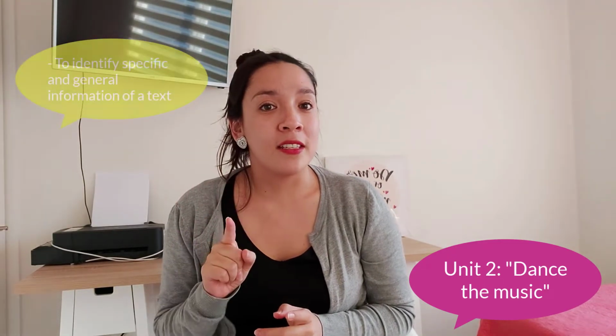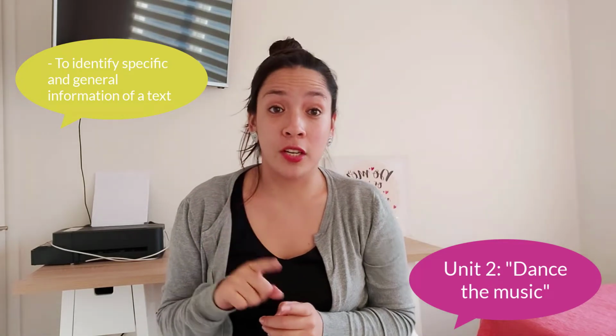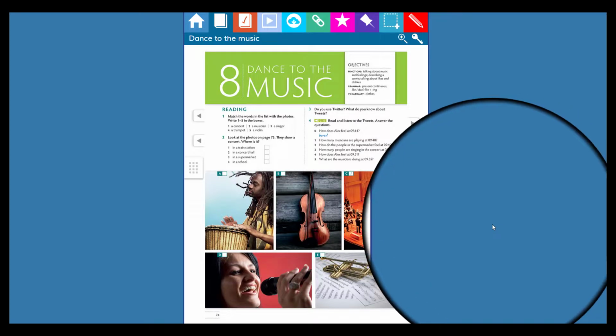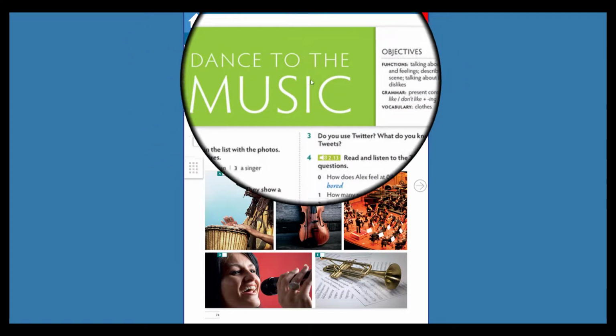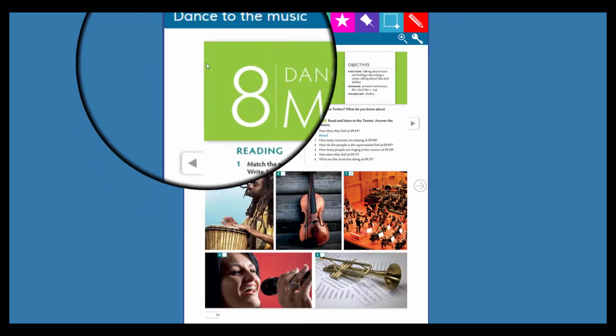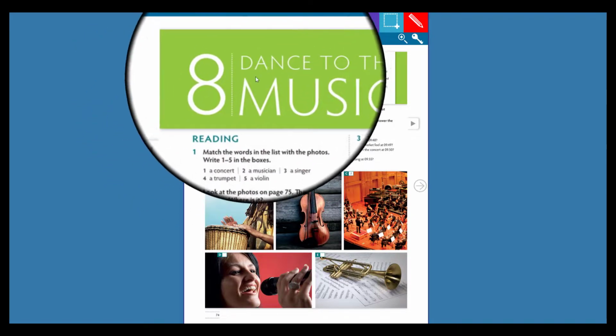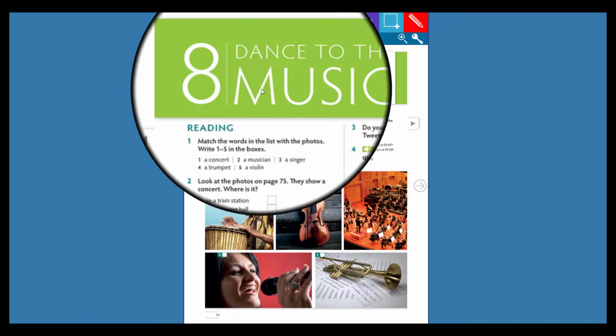In this lesson we're going to start unit number 2 of the year, but in the book is unit number 8. The unit is called Dance to the Music, okay? And the objective of today's lesson is to identify specific and general information of a text, okay? So let's start with the lesson. So the name of the unit is Dance to the Music, okay? And remember that in the book is unit number 8, but for us is unit number 2, okay?